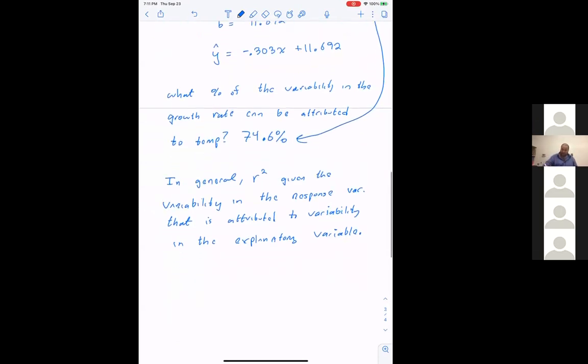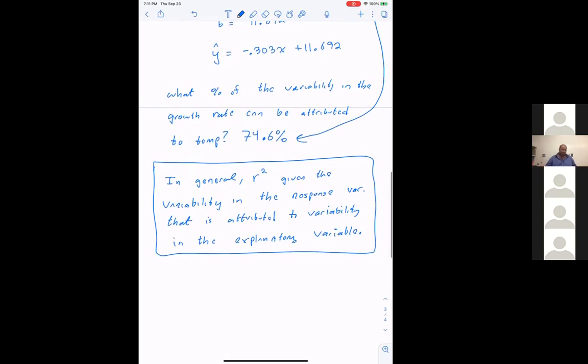But this is a very important result, probably the most important conceptual result of the chapter. What the R squared value is measuring is the percentage of the variability in the response variable attributed to variability in the explanatory variable. Does that make sense? Hopefully for everyone. Unless you're listening to music, in which case I don't even know if you're here. Yeah, it makes sense.